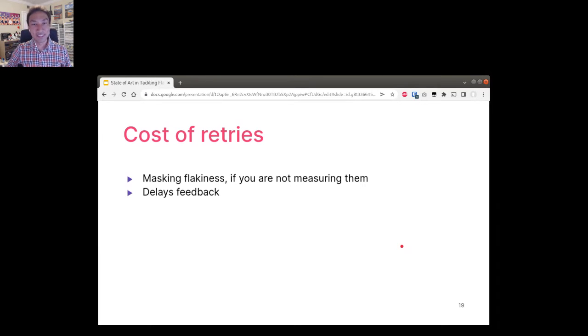Now, the downside, or the cost, of retries is that if that's all you do, then you end up masking flakiness. And I feel like this is often the number one fear of the DevOps engineers who refuse to take on this sort of automatic retry as a part of the scheme. That is, they are afraid that, well, anyway.